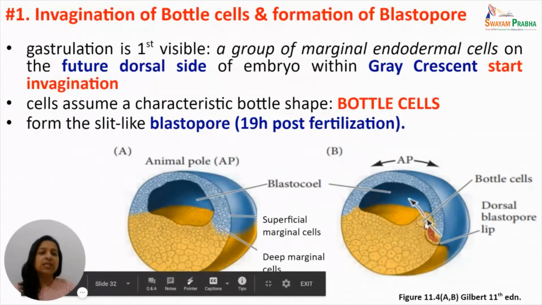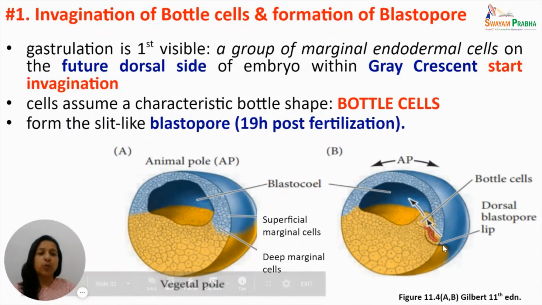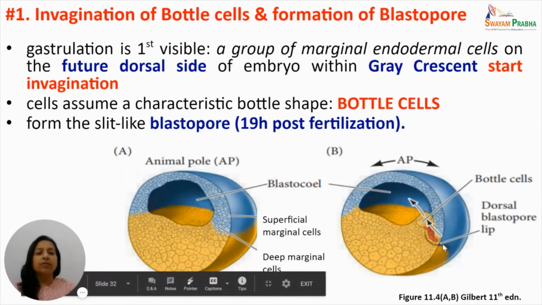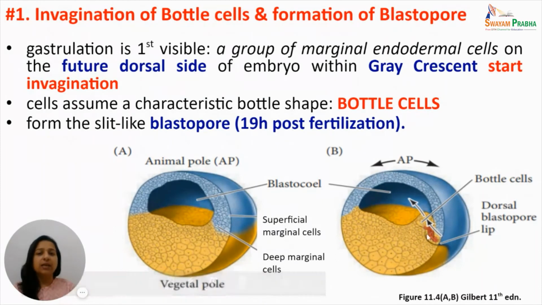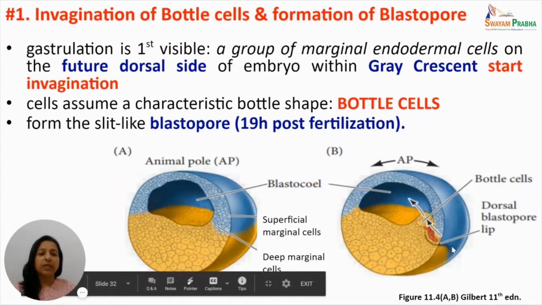These are the bottle cells. Here we see the formation of the blastopore, or a crescent, or we can say an entrance of the cells toward the inside. This happens 19 hours post fertilization, and this shows the first stage in the formation of the gastrula.